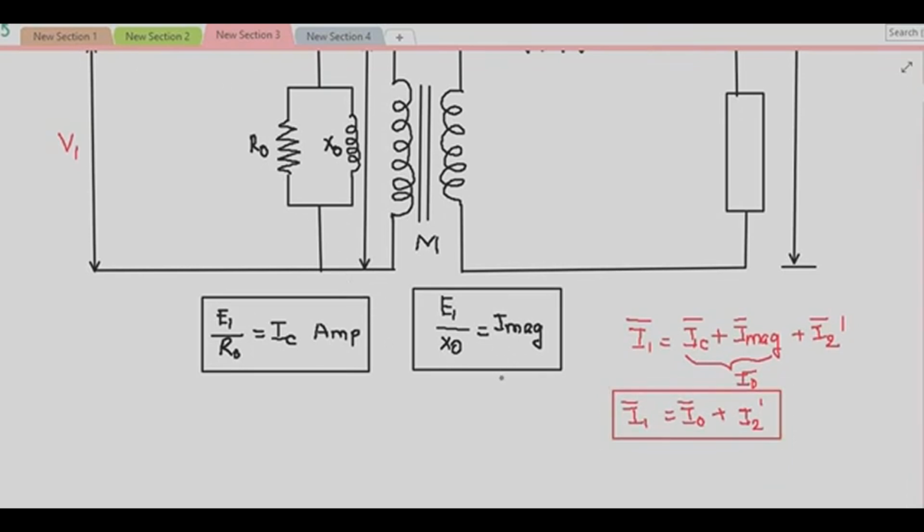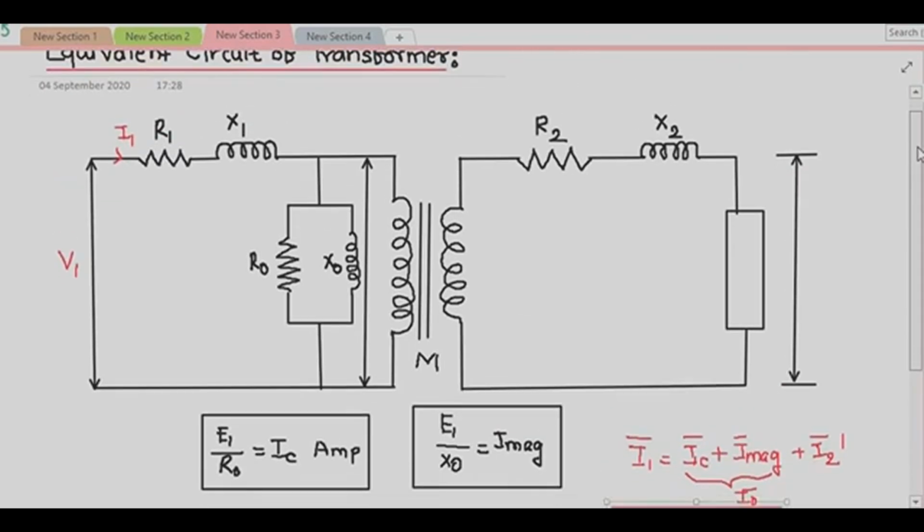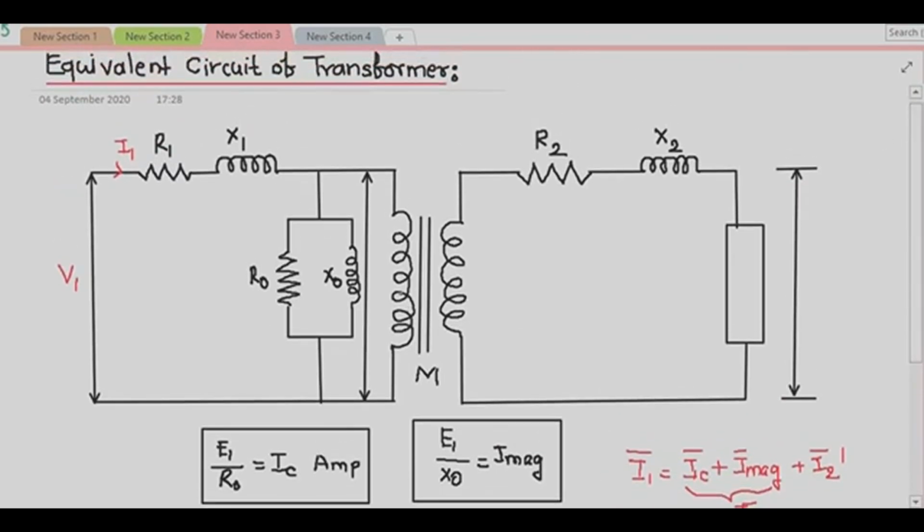So what is I2 dash? I2 dash is the load component of your primary current which is required to overcome the core losses which the primary has to additionally supply. Okay, so this is about the equivalent circuit of the transformer. So we have developed the circuit which has electrical characteristics similar to that of your actual transformer. Hence, this circuit is called the equivalent circuit of the transformer.